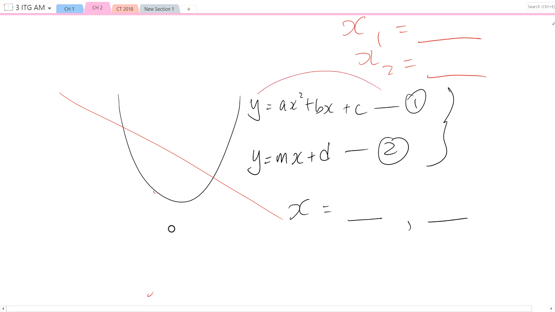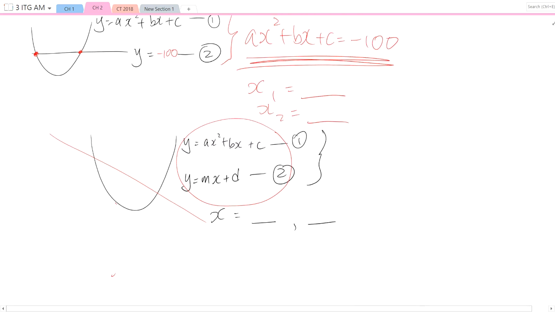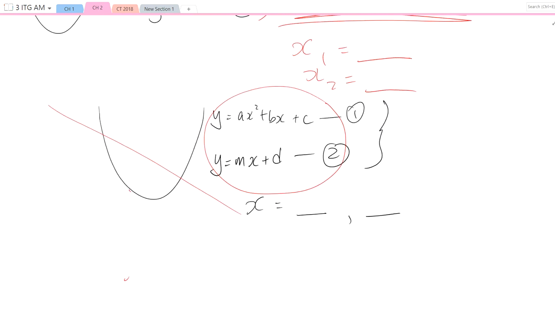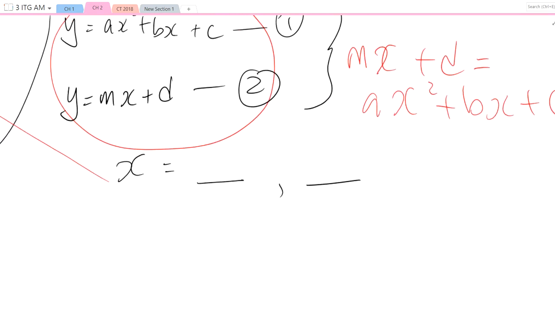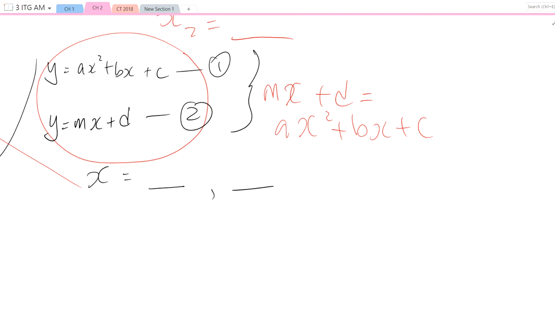But if I were to solve these two simultaneously, what will you write? Okay, mx plus d equals ax squared plus bx plus c, right? And then if I want to continue solving it, which one do you want to use? Factorization, completing the square, quadratic formula? In order to use the formula, can I leave it like this? No, I need to arrange all the x squared, all the x, all the constants together, then it must be equal to 0. Then I can use the formula, right?